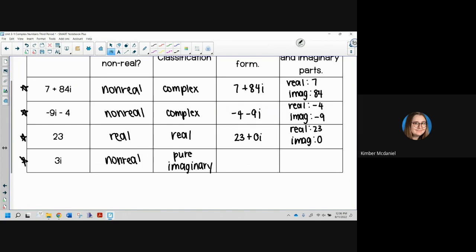Okay. Looking at the A plus BI form, you can see here in this one, we put a placeholder for the imaginary part. But for this one, we're going to have to put a placeholder for the real part. So it's going to be 0 plus 3i. Real part in this case would be 0. Imaginary part would be the 3.